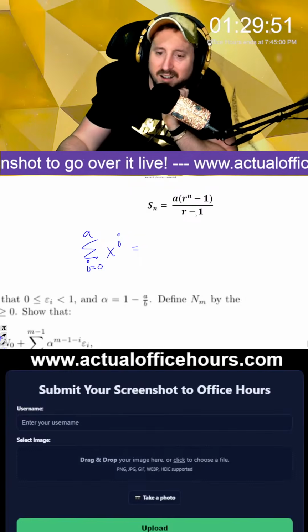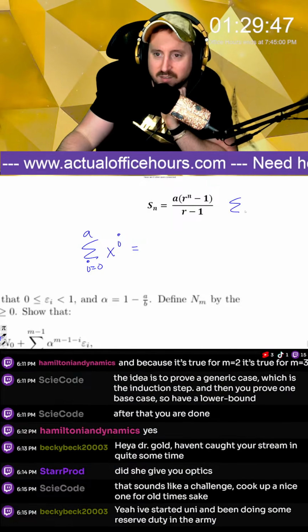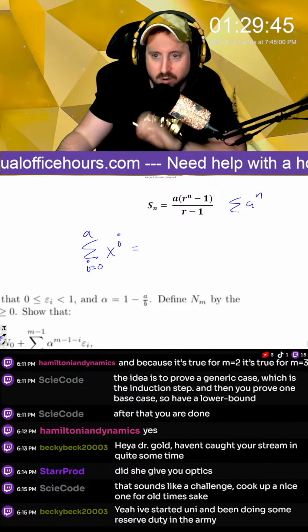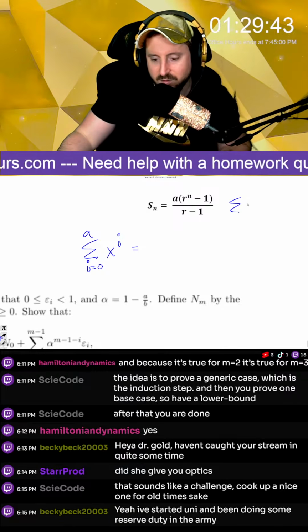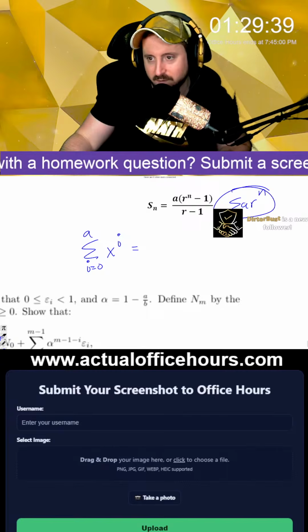So that's the general formula for it. Sorry, this is a to the n. Or no, is it r? No, sorry, r is the ratio between. It's a times r to the n. This is it, right? Yeah.